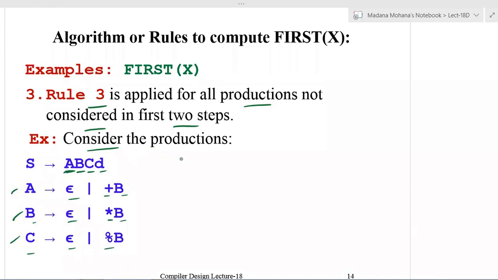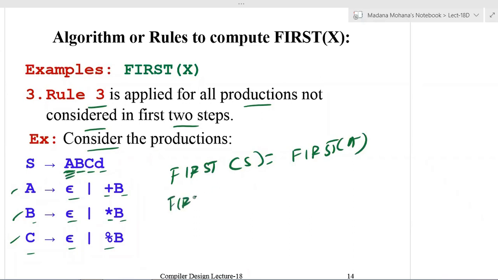Now you need to find first of S. For that you need to find first of A, since the right hand side starts with A. First of A equals null, comma, plus. But here A derives null. As per rule 3, if A derives null, then you add the non-epsilon symbols of first of A in first of S.